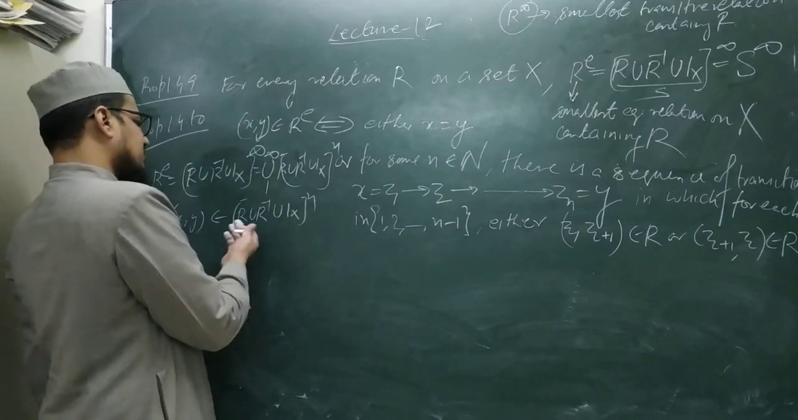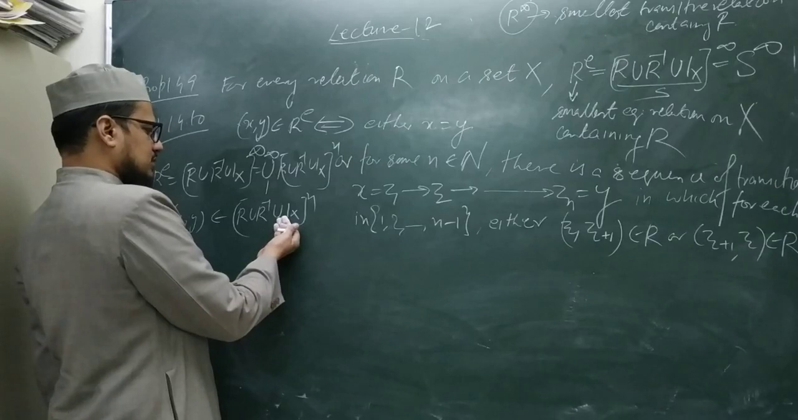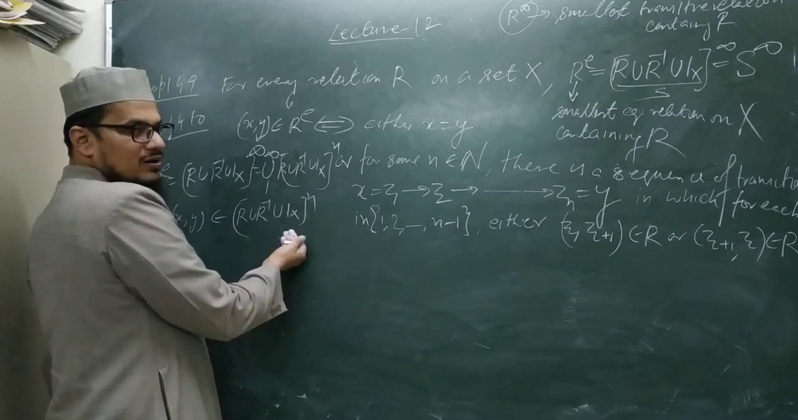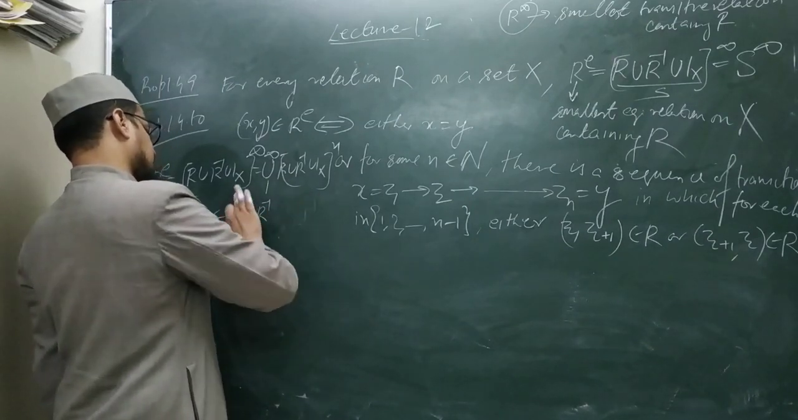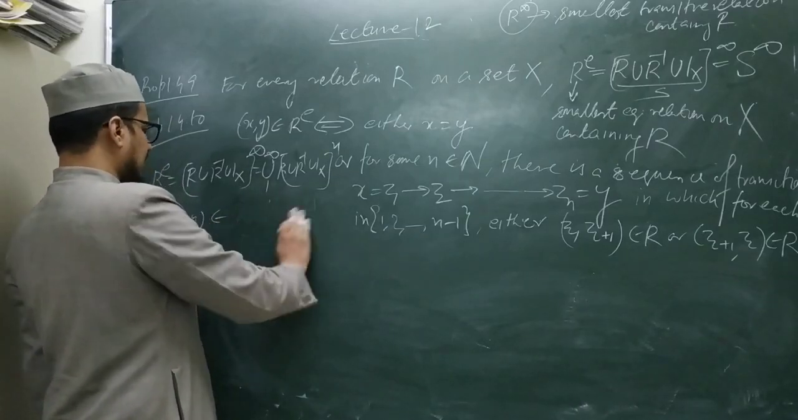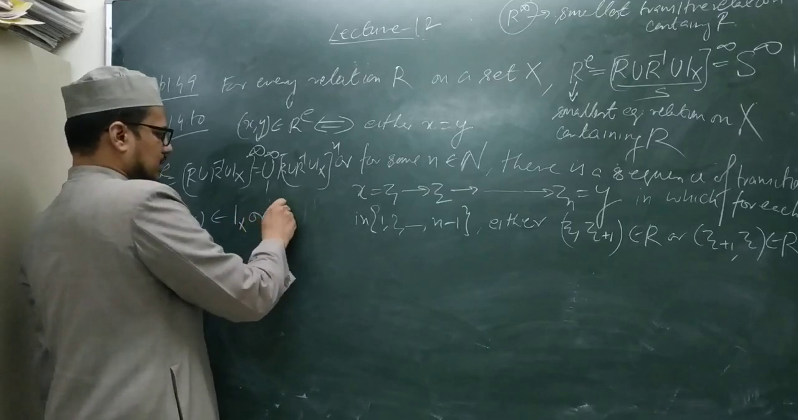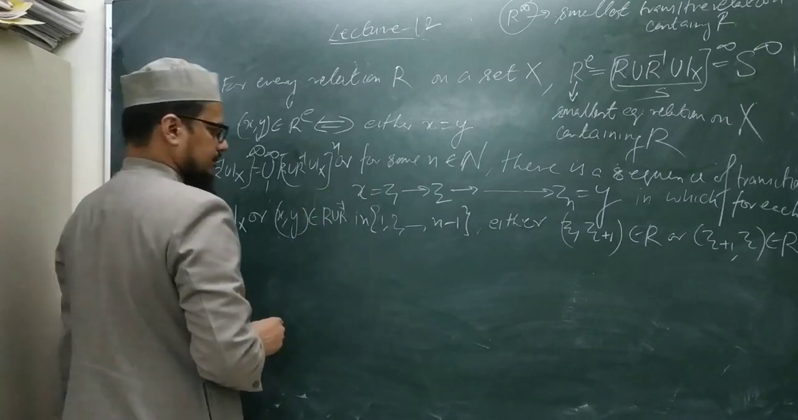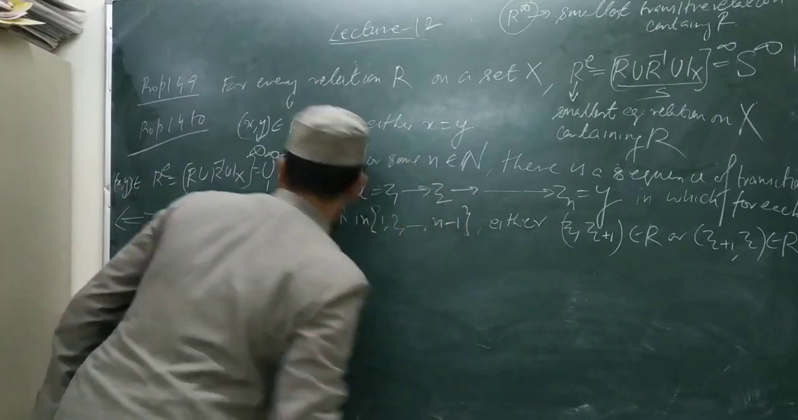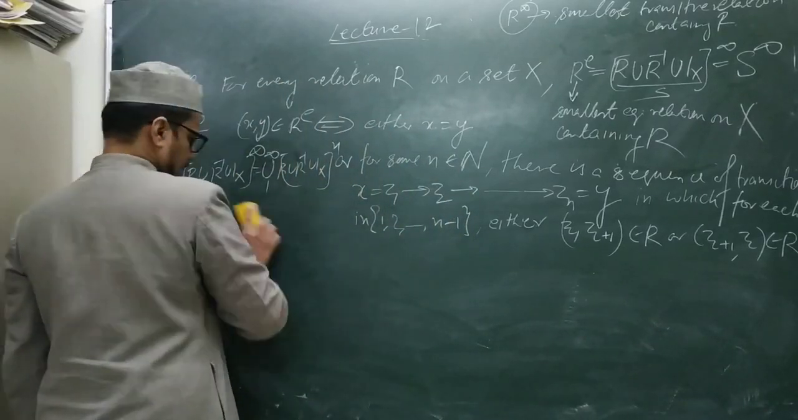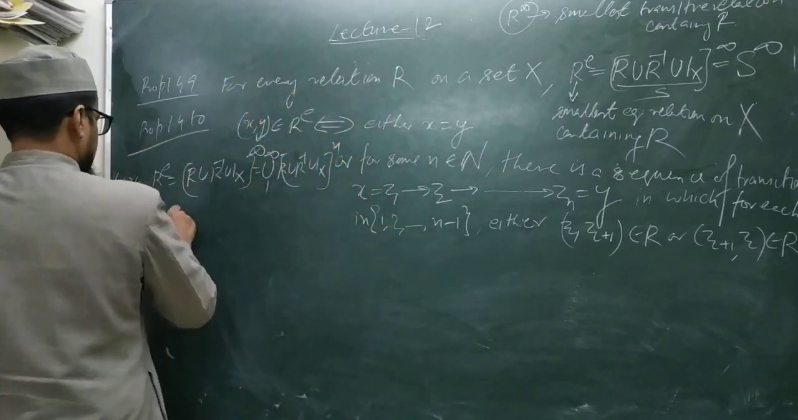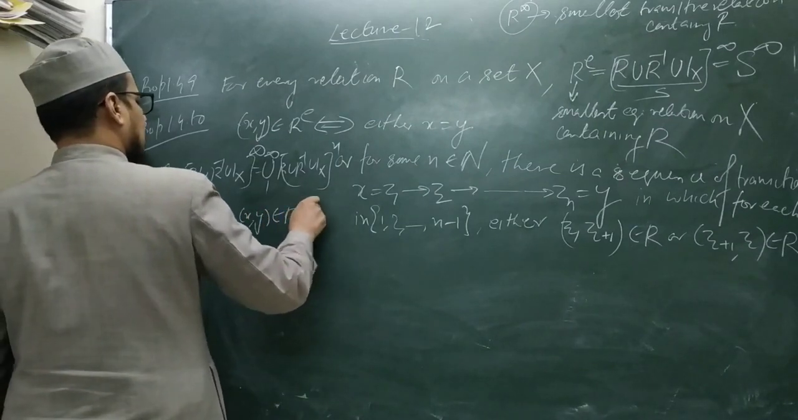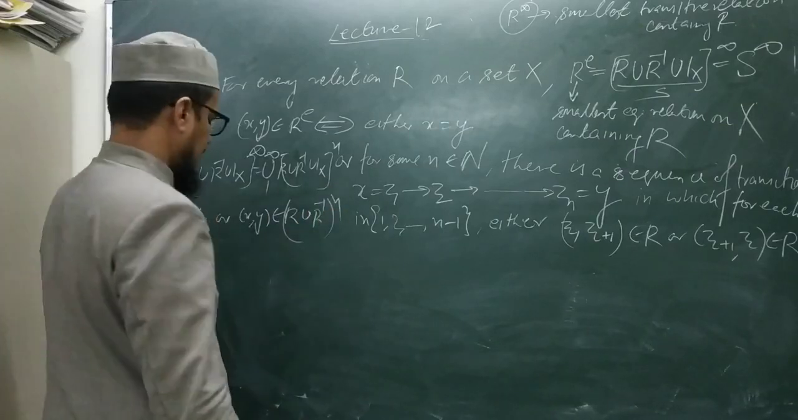So basically it means what? This is what? R union R inverse union 1_X. So basically what happens is, either (x, y) belongs to 1_X or (x, y) belongs to R union R inverse. So basically what we write, it implies (x, y) belongs to 1_X or (x, y) belongs to (R union R inverse)^n basically.